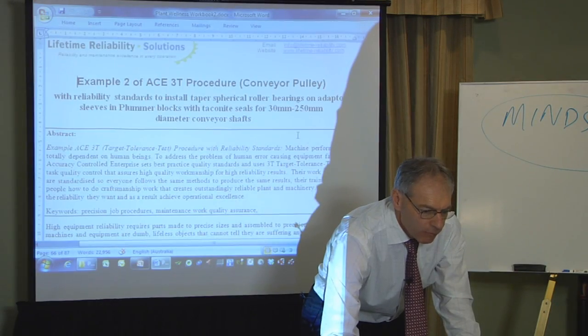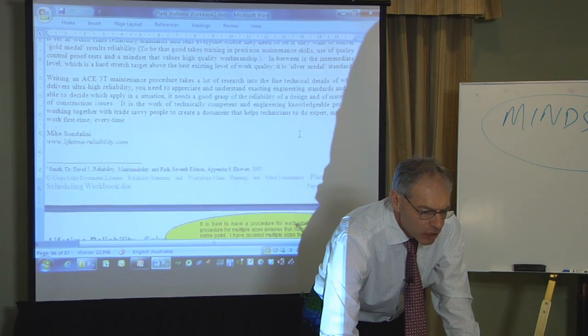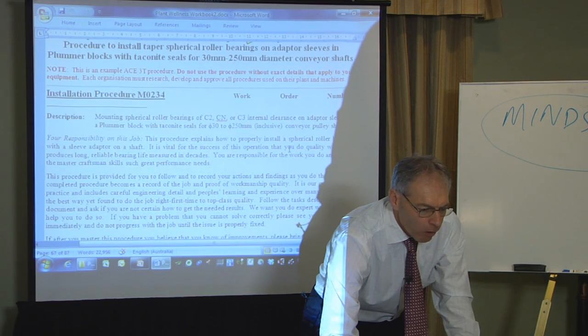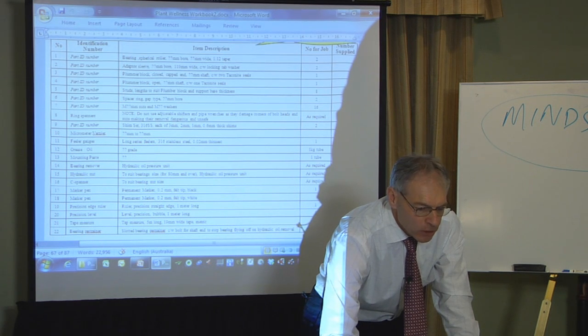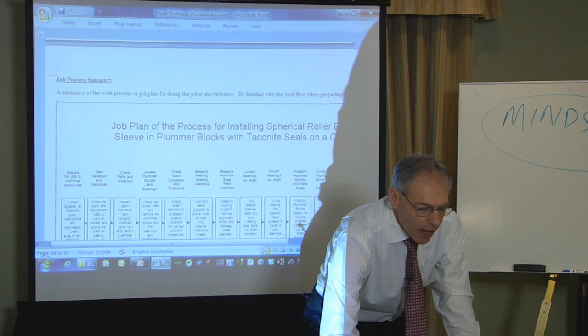Okay, that's that conveyor pulley there. This is a bit of an intro on some information in the workbook. I then go into actually the details of the job itself. I include all the parts and materials and tools they need. I leave that particular diagram in there.